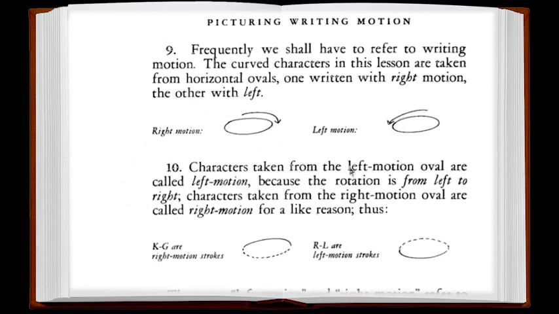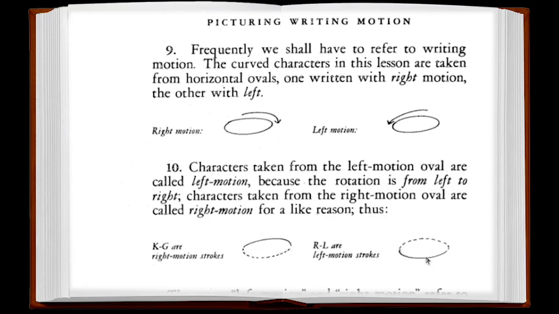Characters taken from the left motion oval are called left motion because the rotation is from left to right. Characters taken from the right motion oval are called right motion for a like reason. Thus, here's your K, or right motion. Here's the top half of the oval. The bottom is not written. Clockwise, or right motion.